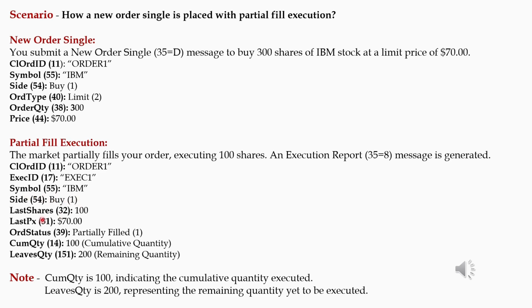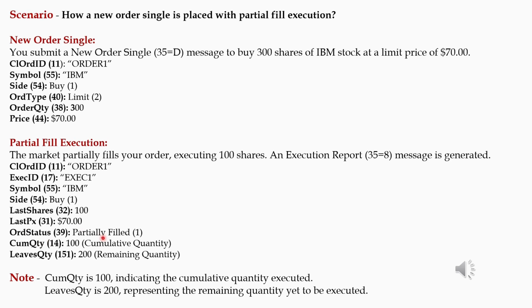This is symbol IBM, side was buy. Last shares, tag 32. Tag 32 indicates the quantity of shares bought or sold on this fill. So in this fill, the market partially fills your order, that is, it has executed 100 shares. So last shares 32=100. Okay. Last price is $70.